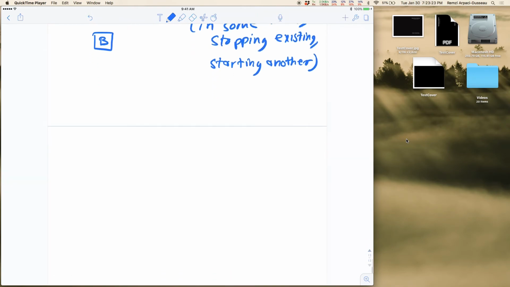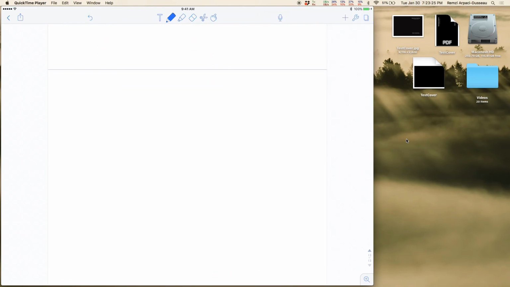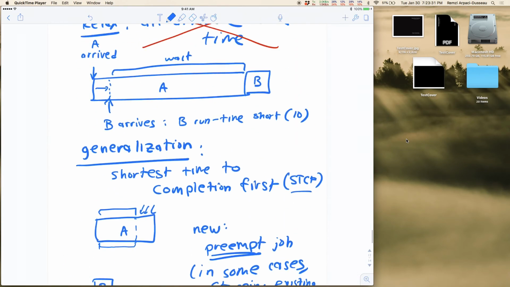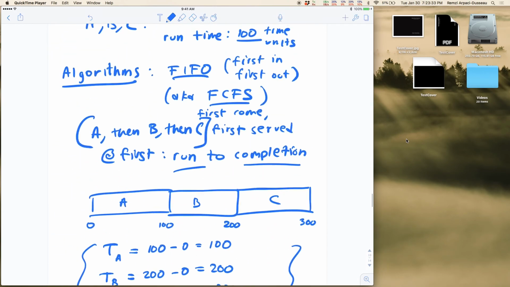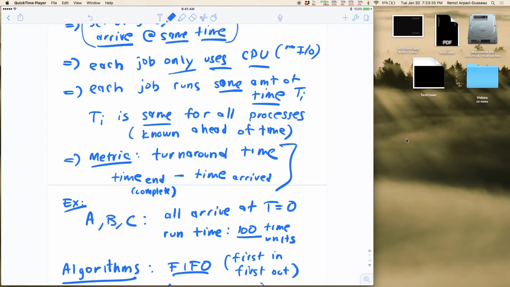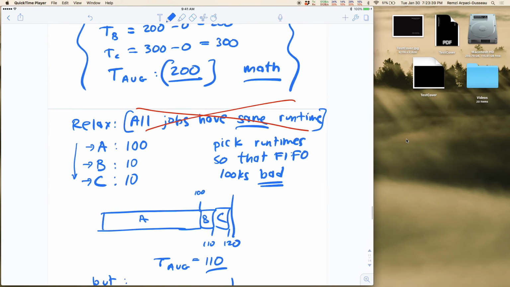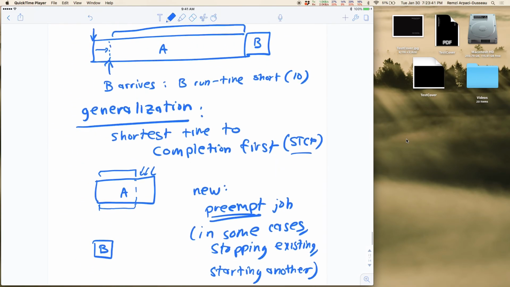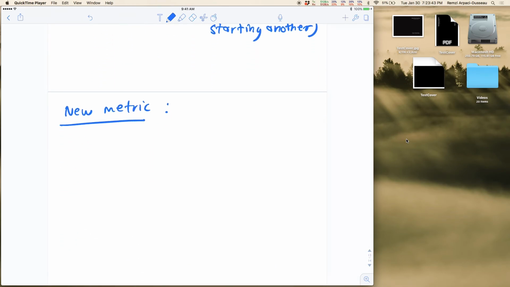We have shortest time to completion. But now we're going to introduce a new metric. So essentially we're relaxing the last assumption we made, that the turnaround time was the only metric that mattered. And this will be the last thing we talk about before taking a break. The new metric is what is called response time.